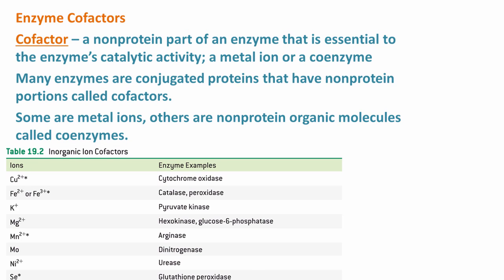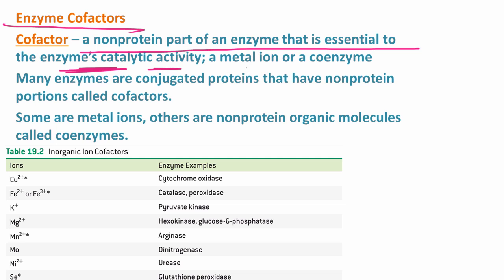Let's talk a little bit about enzyme cofactors. A cofactor is a non-protein part of an enzyme that is essential to the enzyme's catalytic activity. And a cofactor can be a metal ion. Oh, could that be why we have to take minerals? All right, we need zinc and metals like that. So it could be a metal ion or what we call a coenzyme. Many enzymes, not all, are conjugated proteins that have these non-protein portions, and we call them cofactors.